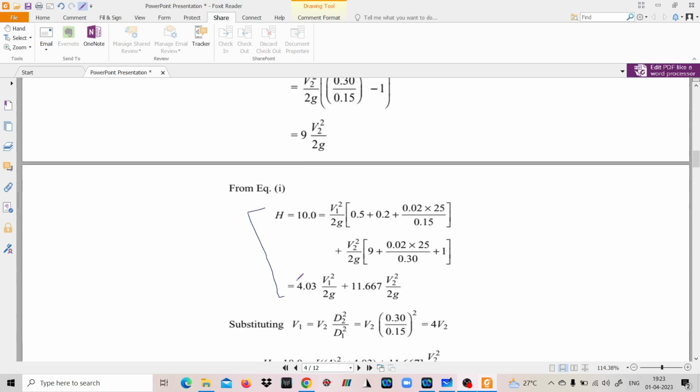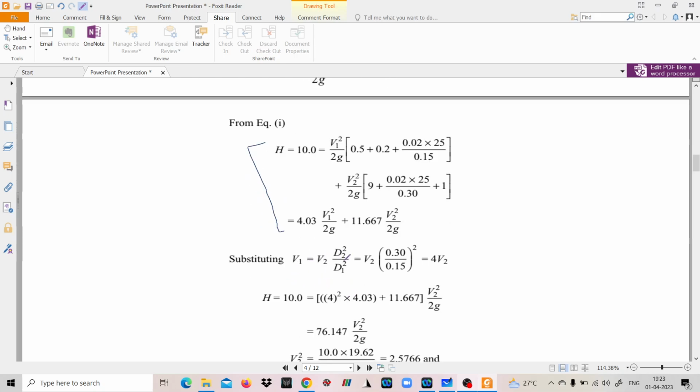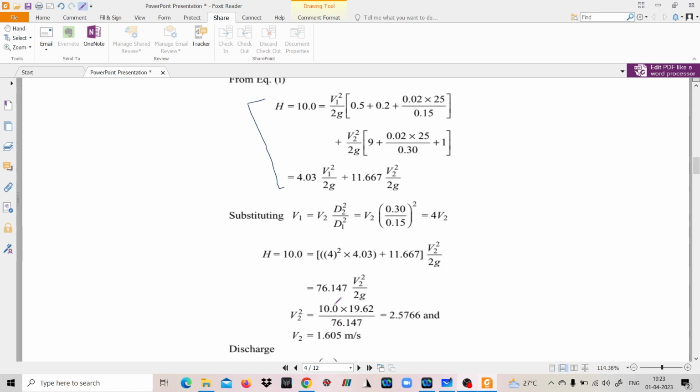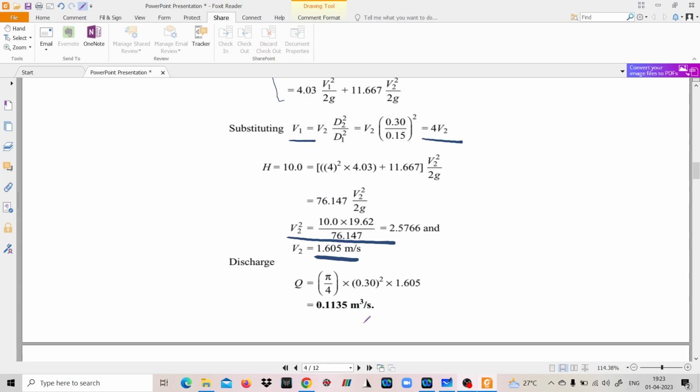Now once you have this equation, you can always substitute V1 and V2 in terms of one another, because you know D1 and D2. So from this, based on whatever substitution you have taken place, for example here V1 has been replaced with 4 times V2, you'll be getting some value for V2 which is 1.605 meter per second, and once you know V2, you multiply this with A2, that is pi by 4 into D2 square, you will be getting the value of discharge Q.